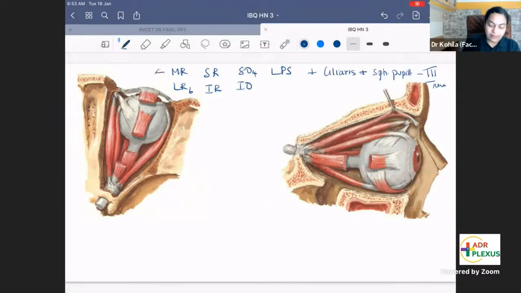Easiest we'll finish first. Medial rectus is going to cause adduction of eyeball. Lateral rectus will cause abduction of eyeball. Right? The superior rectus will cause elevation of the eyeball. Inferior rectus, depression of the eyeball. But the obliques, since they are inserted behind the equator, superior oblique will cause depression. Inferior oblique will cause elevation. Okay. Now the other actions related to these four muscles, remember the mnemonic.